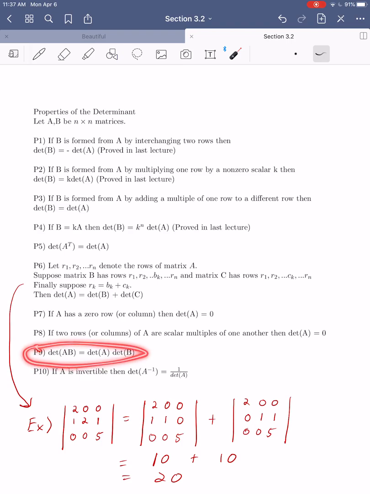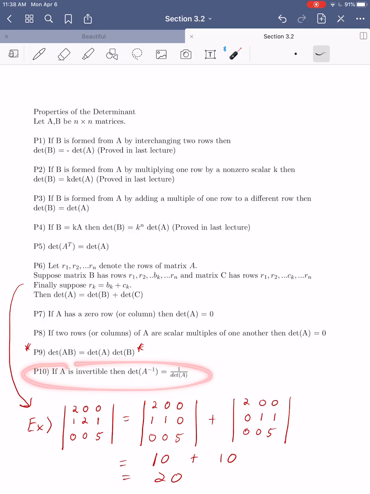Property 9 is incredibly important, so this one probably deserves a star here. This says that the determinant does distribute over matrix multiplication. So the determinant of AB is equal to the determinant of A times the determinant of B. So you can take the determinant of a product or do it as the product of the determinants. Very, very important. Finally, P10 says that if A is invertible, then the determinant of A inverse is 1 over the determinant of A. And that should make sense.